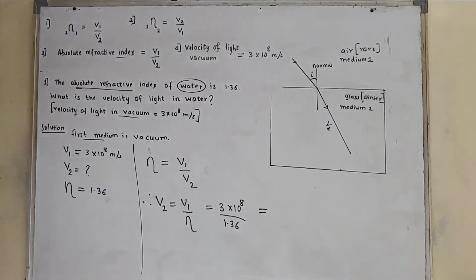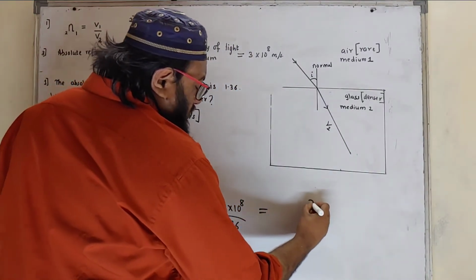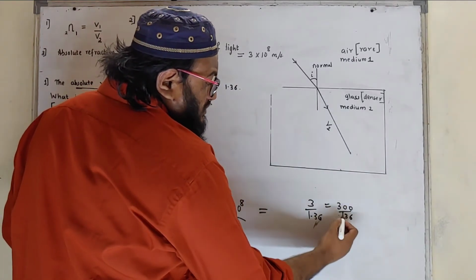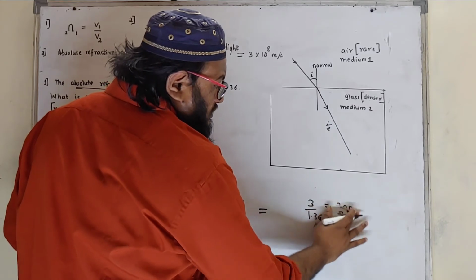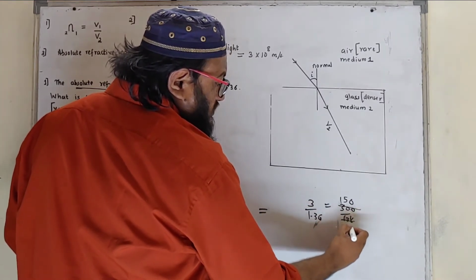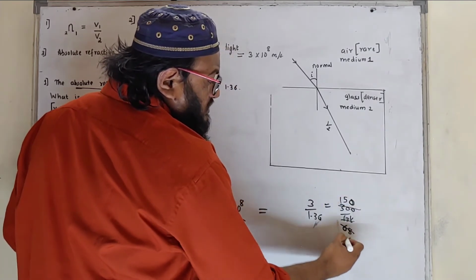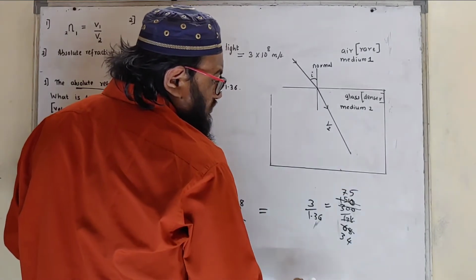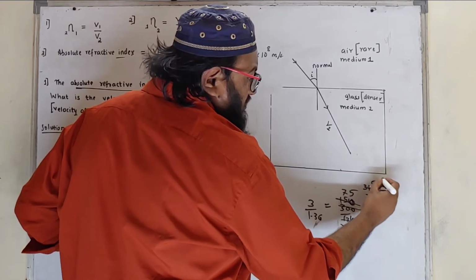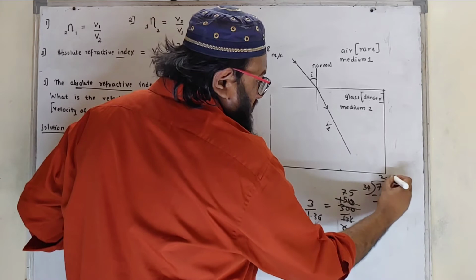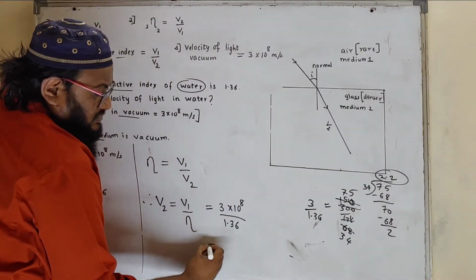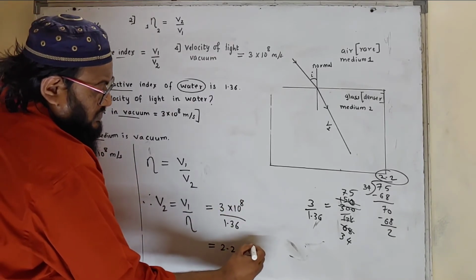After dividing 3 upon 1.36, multiply by 100, which becomes 300 upon 136. We can further cancel: 2 1s are 2, 2 5s are 10, 2 6s are 12, 2 8s are 16. Again you can cancel: 2 3s are 6, 2 4s are 8, 2 7s are 14, 2 5s are 10. That is 75 upon 34. 75 divided by 34: 34 1s are 34, 34 2s are 68. So we can stop here. So 3 upon 1.36 becomes 2.2, and that is into 10 raised to 8.